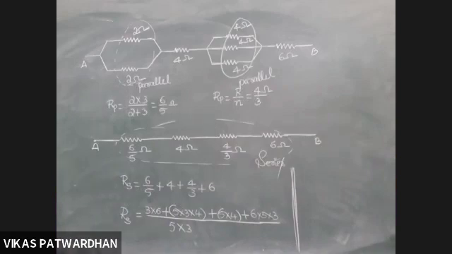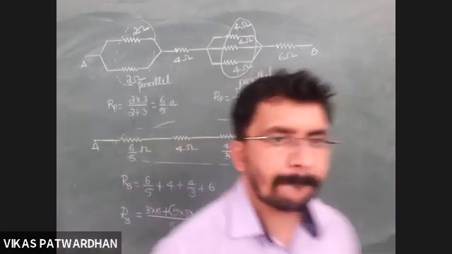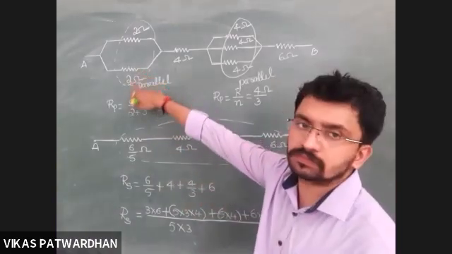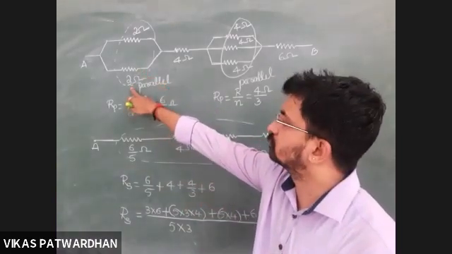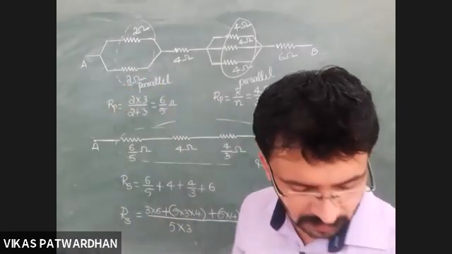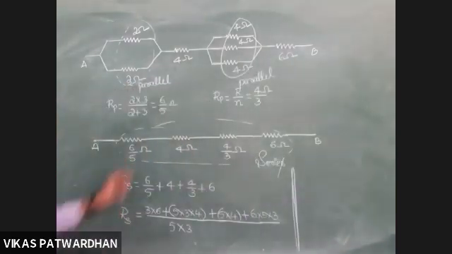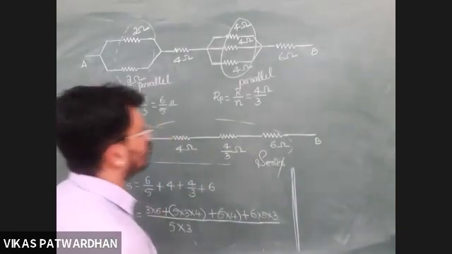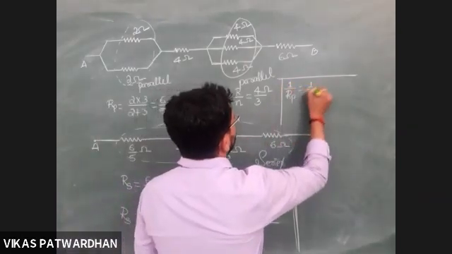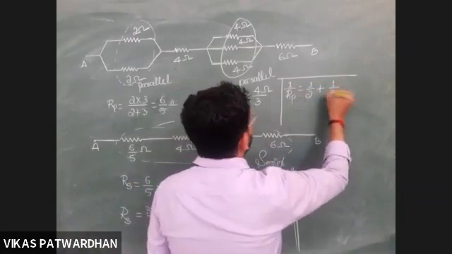Sir, first the parallel lines, the 2 ohm and 3 ohm. Yes, sir, do it with the 1 by RP formula. I have a doubt. Fine, I'll do it here. Observe. Same thing. So 1 by RP is equal to 1 by 2 plus 1 by 3.